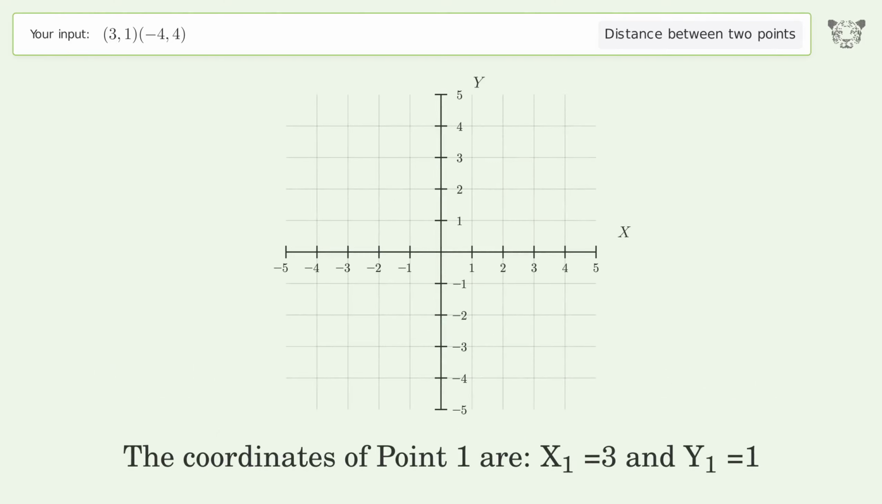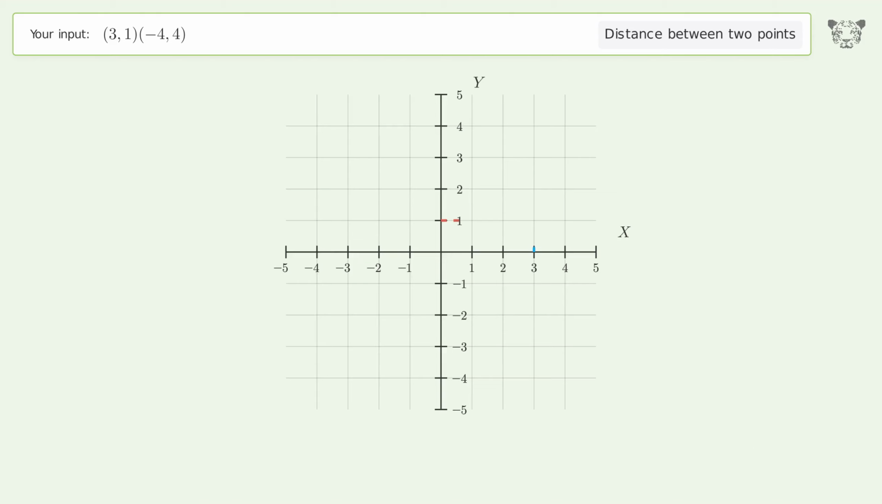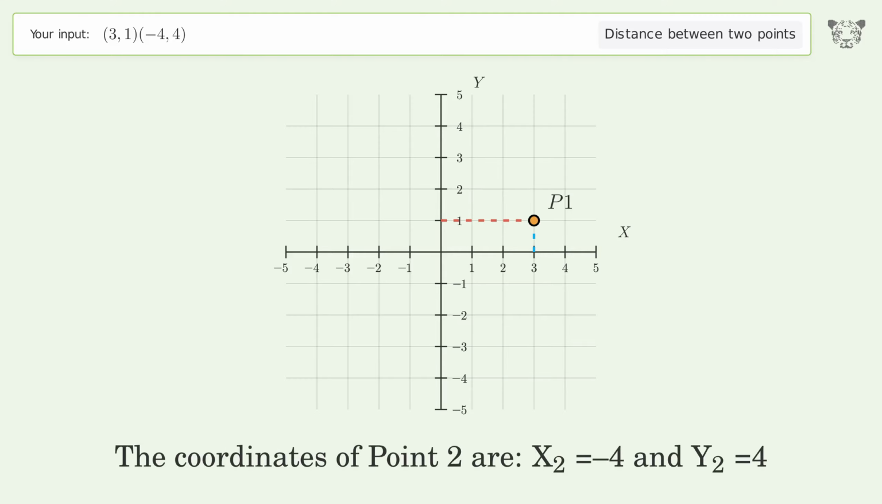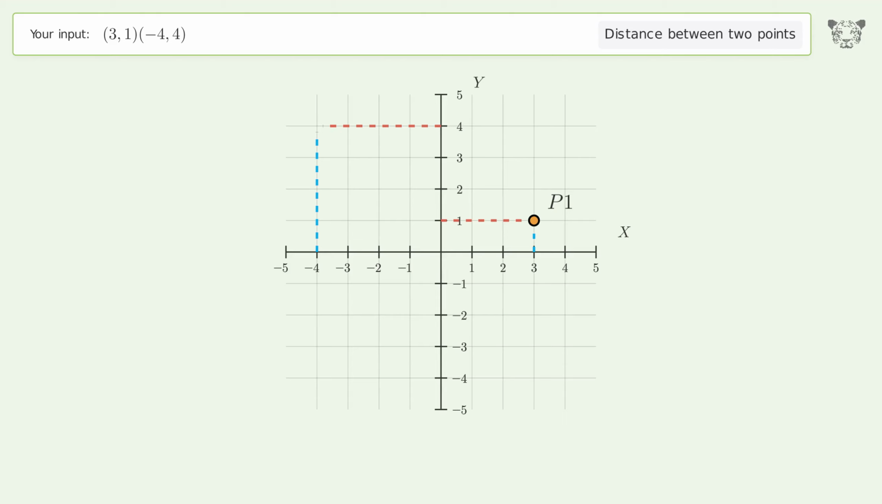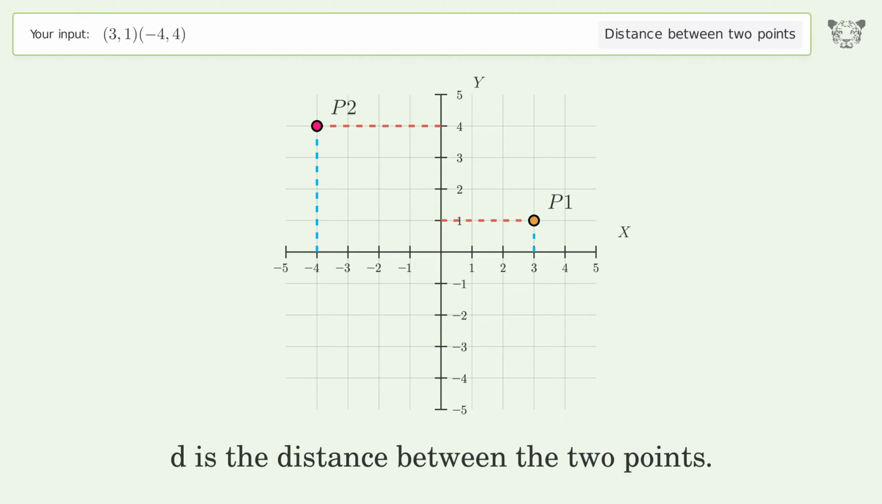The coordinates of point 1 are x1 equals 3 and y1 equals 1. The coordinates of point 2 are x2 equals -4 and y2 equals 4. D is the distance between the 2 points.